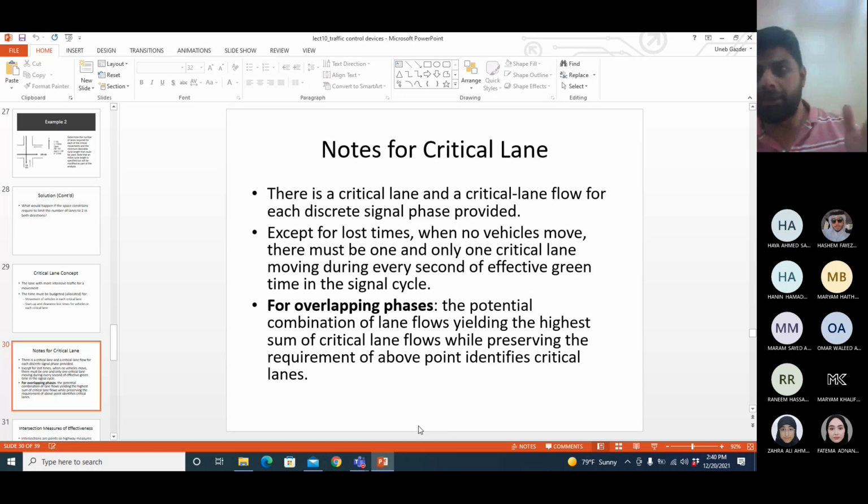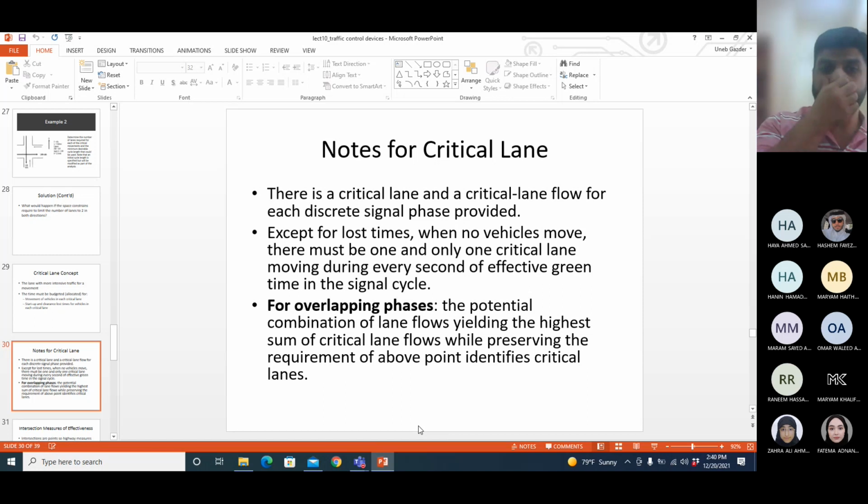And clearance. So startup loss time means when the drivers were getting prepared to move, and clearance loss time is when all the signals are red.